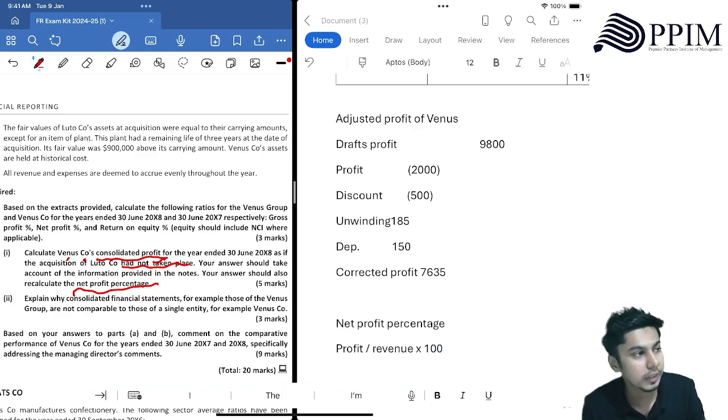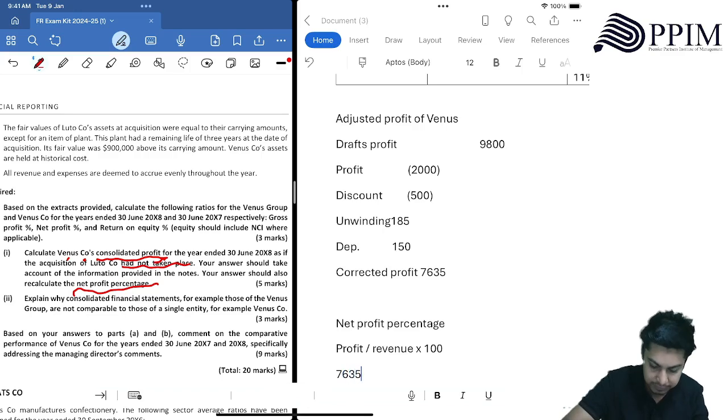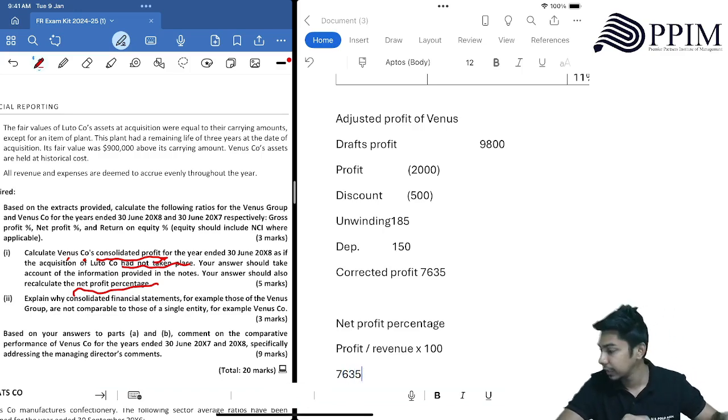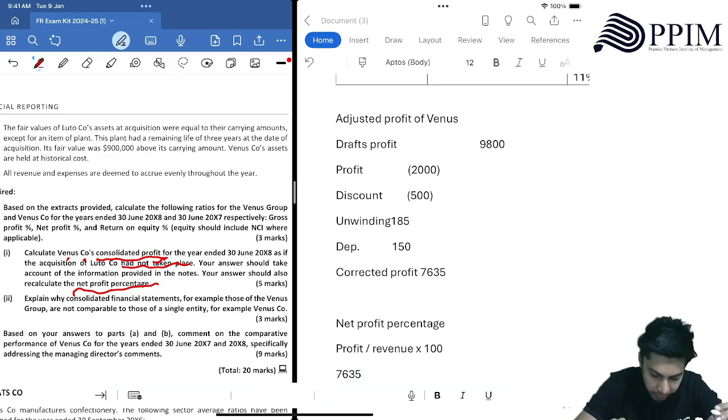Guys, now you should take what profit, the old one or the corrected one? The corrected one. Now you should take the corrected one. Understood, guys? Okay. What's the corrected profit, guys? 7,635. The answer that you got. Okay. Now, guys, listen carefully.